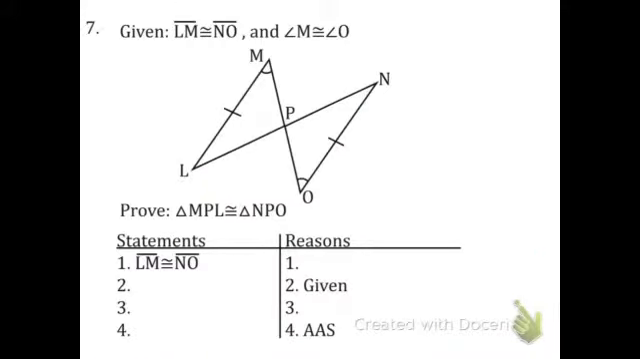Alright, continuing on with our proof solutions. We're moving on to 7 here. We have a couple of givens. LM is congruent to MNO. That's these guys. And then angle M is congruent to angle O. That's why it has those 2 marks there. And these are just givens. And so we're going to fill in our first 2 lines here. Given. And then angle M is congruent to angle O.